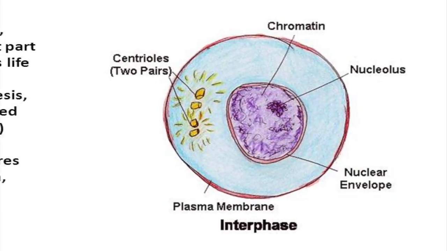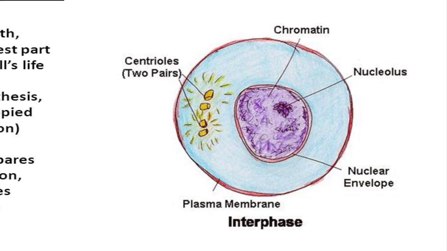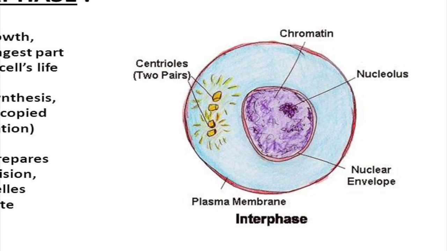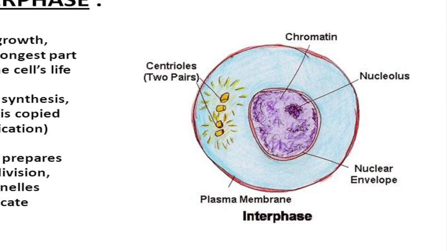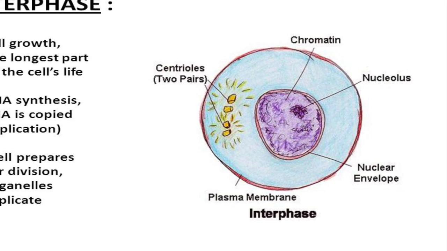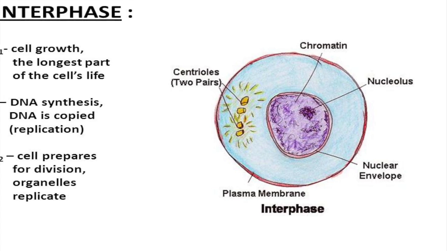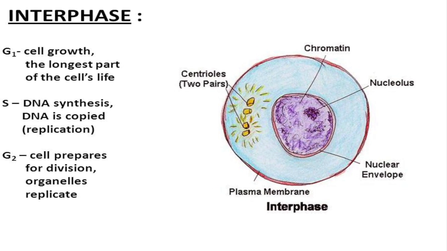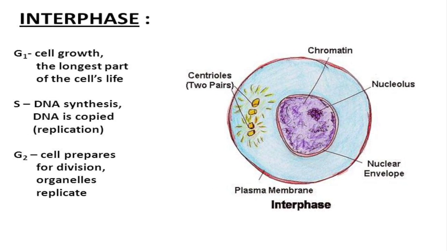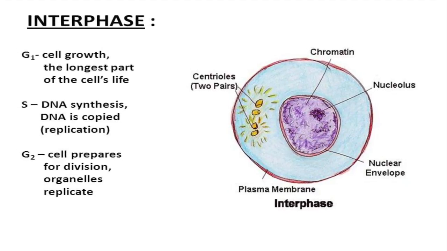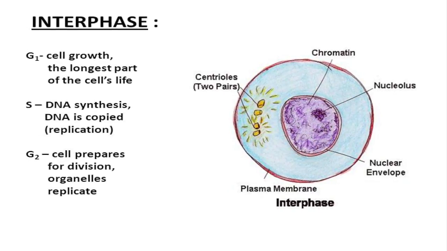The first stage is G1, or growth 1, the first intermediate gap stage in which the cell grows and prepares for DNA replication. The cell's metabolism is heightened at this stage. The second phase, S, or synthesis, is when DNA is replicated. G2 is the last stage of interphase, in which the cell finishes growing and prepares for cell division by duplicating organelles.